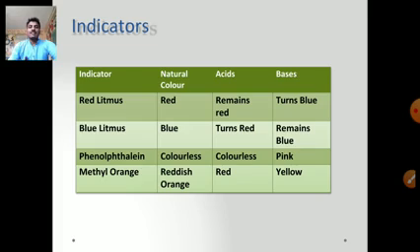And fourth one is the methyl orange. The natural color is reddish orange. In acids, it converts from reddish orange to a red color. In bases, the reddish orange is converted into a yellow color.